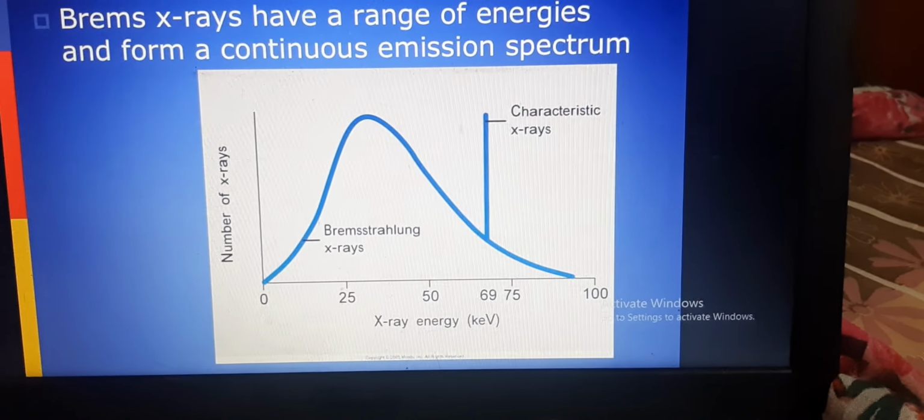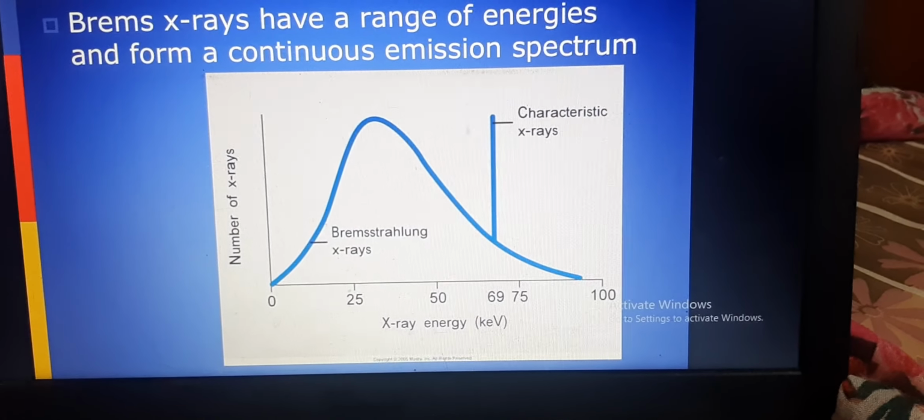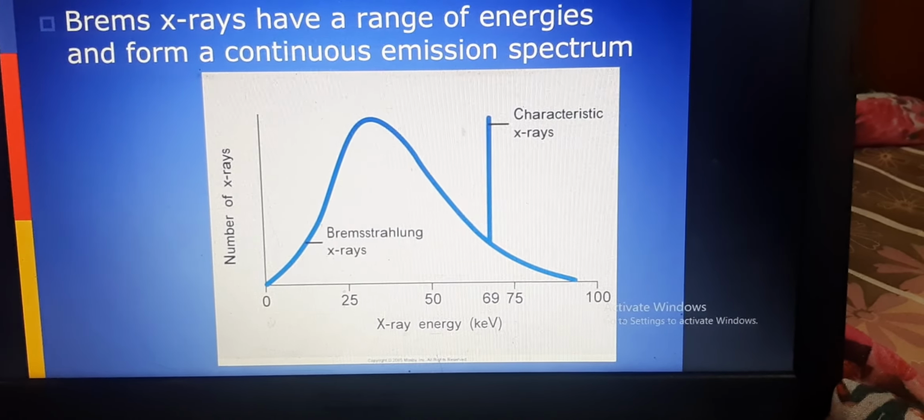Here is the graph which is a combination of the Bremsstrahlung and the characteristic emission.